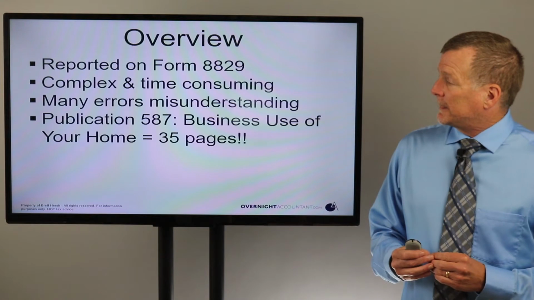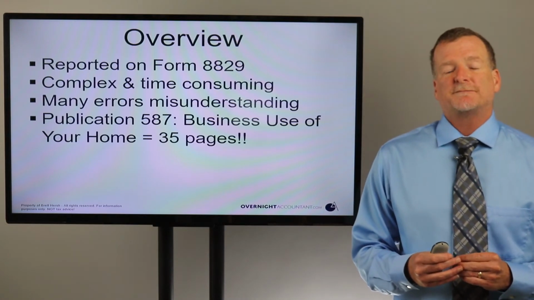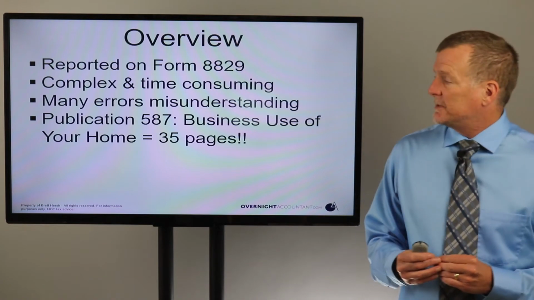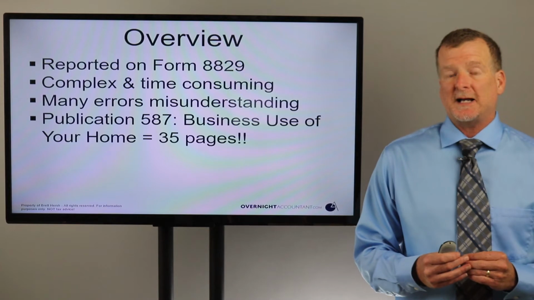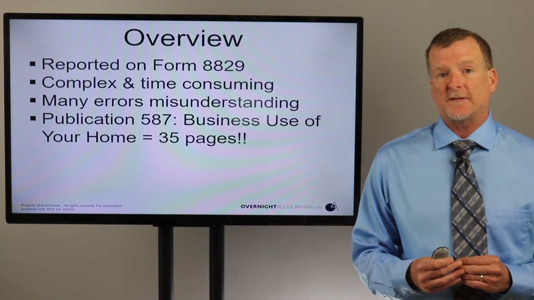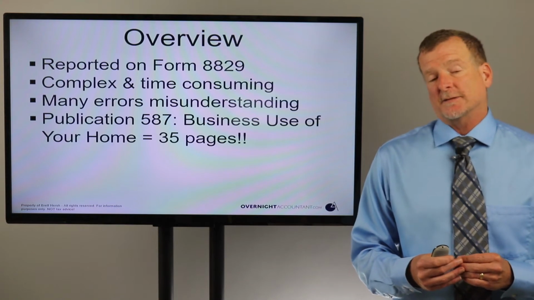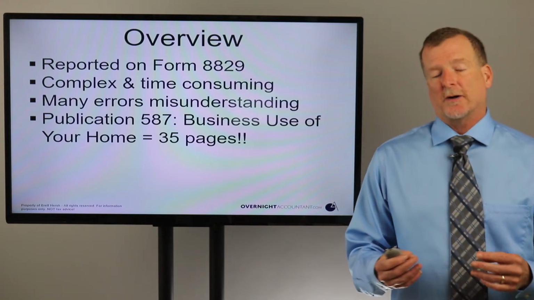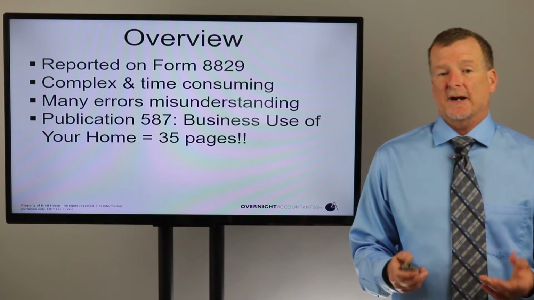The complexity is illustrated in Publication 587, which is Business Use of Your Home. It is 35 pages long, and that might not seem like a lot until you realize that that's 35 pages of IRS publication in 4 to 6 point font. It's also a lot of legalese. It's hard for the average person to understand, and that's one of the reasons complexity and errors do occur.